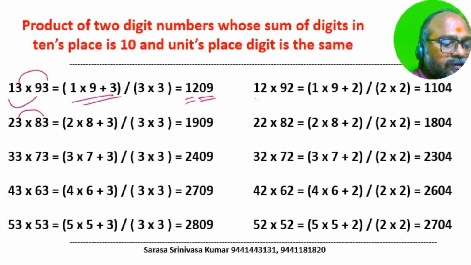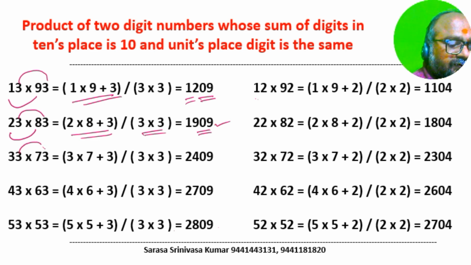Multiply 3 into 3. We get 09. Multiply 2 and 8 and add units place digit 3. 19, 09. Multiply the units place digits 3 and 3. So 09.